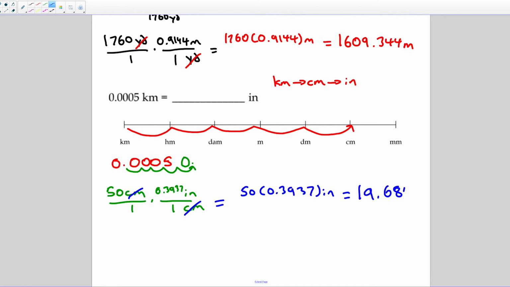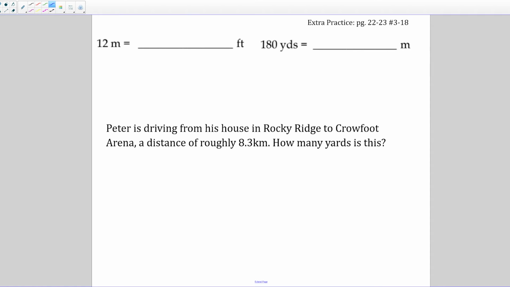19.685 inches. Here you can pause the video and then take a few minutes to practice these two questions. Unpause once you're ready to check your work.